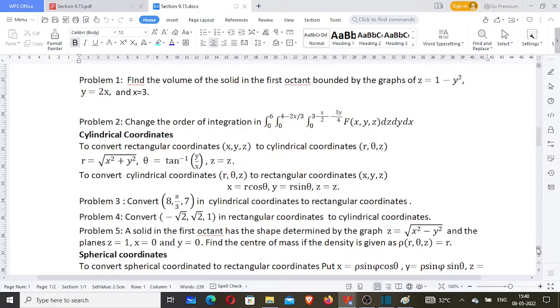Fifth problem: a solid in the first octant has a shape determined by the graph z equal to square root of x square plus y square and the planes z equal to 1, x equal to 0 and y equal to 0. Find the center of mass if the density is given by rho (r, theta, z) equal to r. So here the density is given in cylindrical coordinates, so we have to convert the expression. We have the mass expression in the applications of the triple integral, and we have to convert that into cylindrical coordinates.